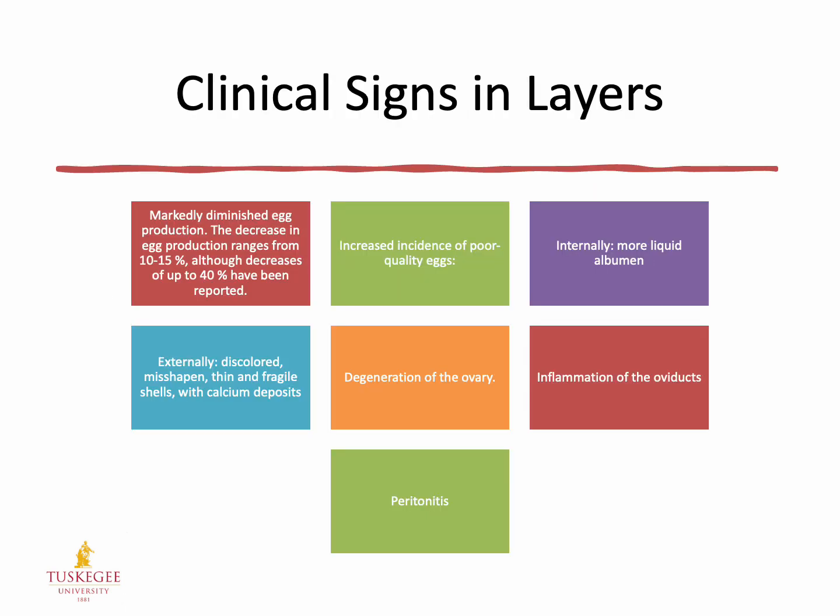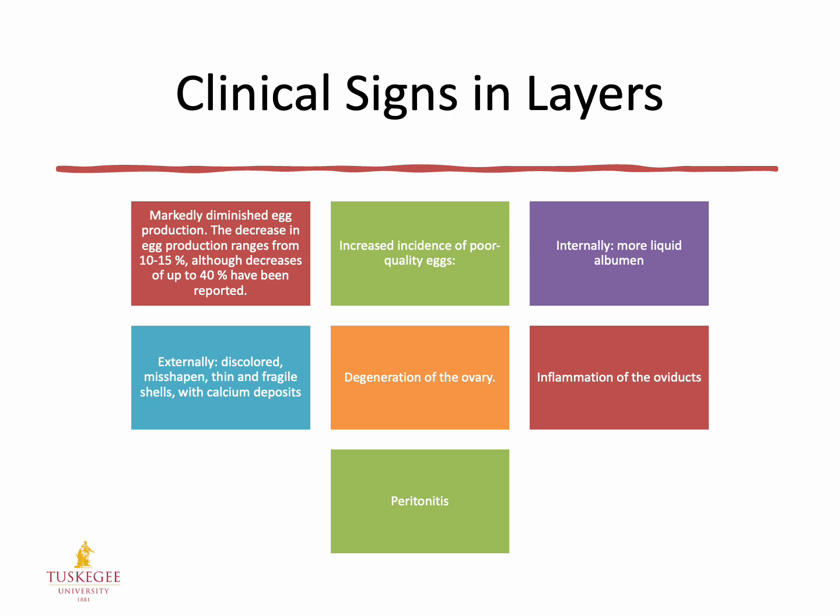Clinical signs in layers. Layers are birds that are reared for their eggs. Because of that, infectious bronchitis affects the reproductive capabilities of these birds, so there is a drastic drop in egg production. Sometimes the drop is between 10 to 15%, although some farmers have reported as high as 40%. And you start to see a drop in egg quality.